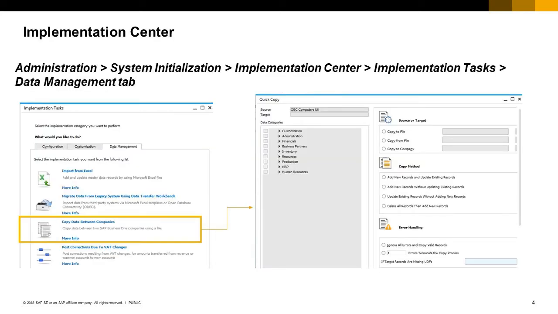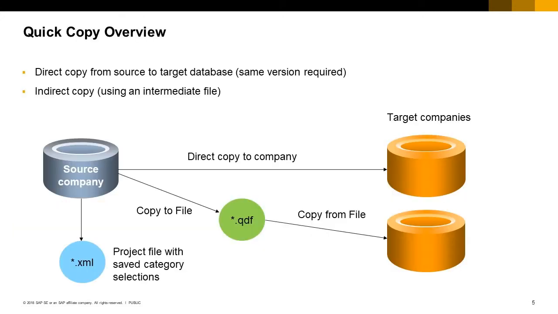Quick Copy is one of the tools provided in the Implementation Center in SAP Business One. To launch Quick Copy, choose Copy Data Between Companies. Quick Copy allows you to copy directly between company databases. The database version of the target company should match that of the source company. Or you can copy indirectly via an intermediate file. If you choose Indirect Copy, Quick Copy saves the selected records in a file with the extension .qdf. You then log into the target company and run the import using Quick Copy.